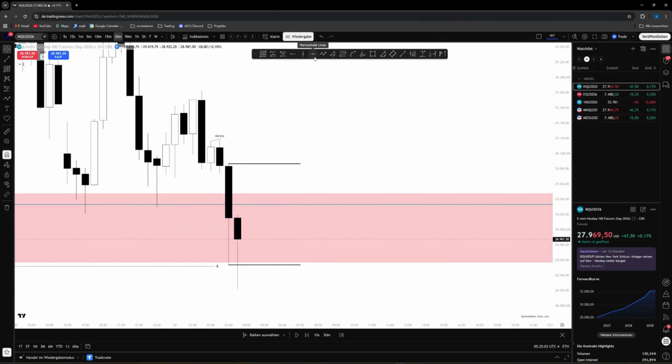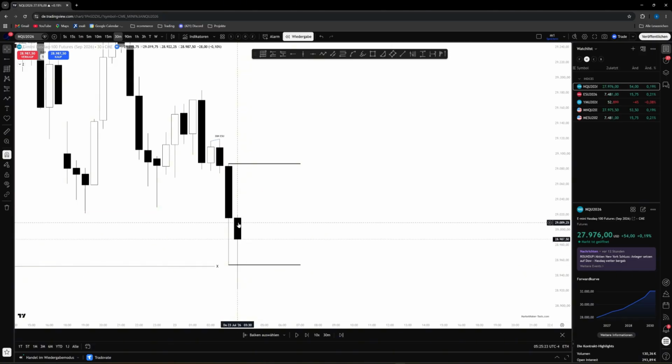Next, very simply, we mark the rejection block here from the manipulation candle, the candle that swept the previous one and closed inside it with the bodies. And then we set the rejection block here. Let's do it like this so you can see it clearly.